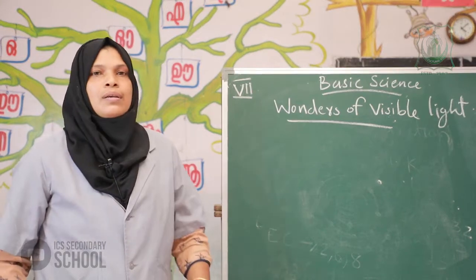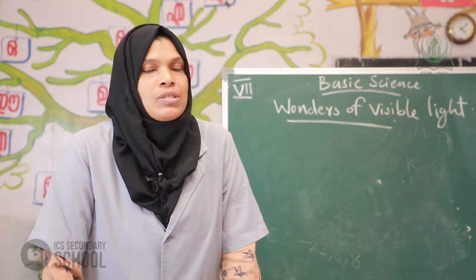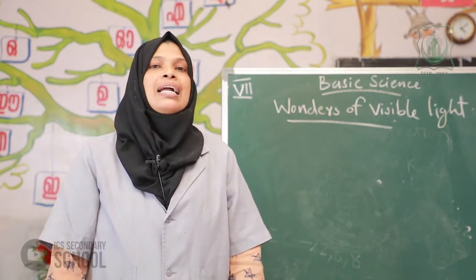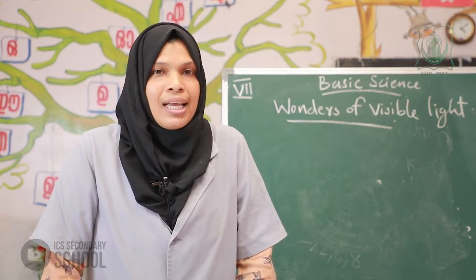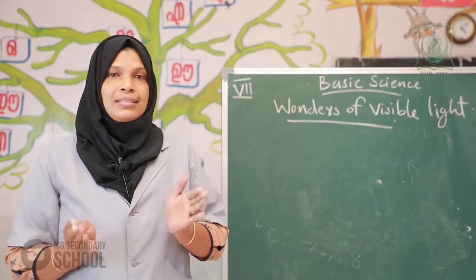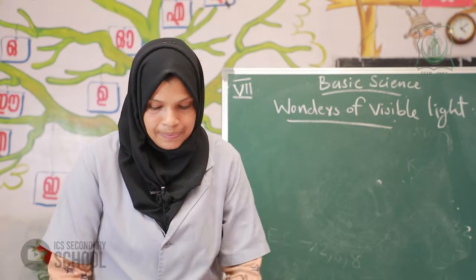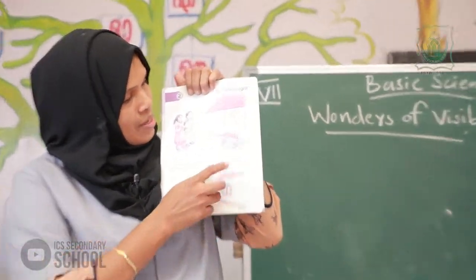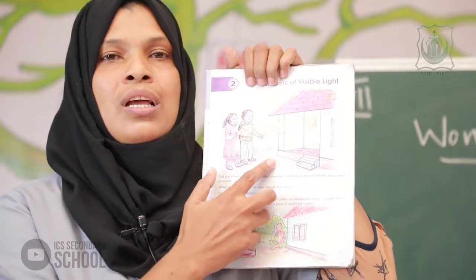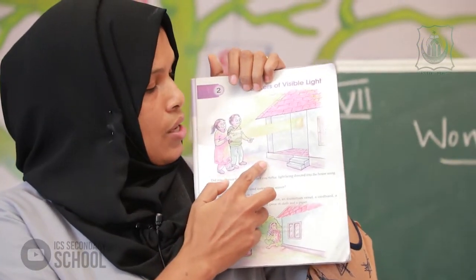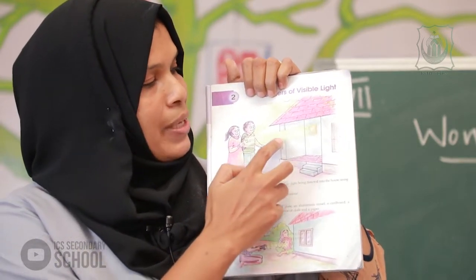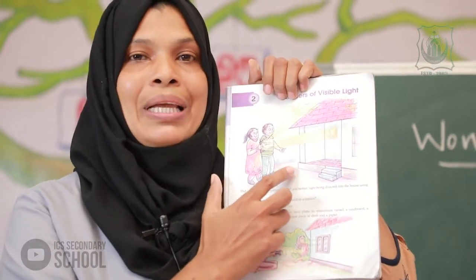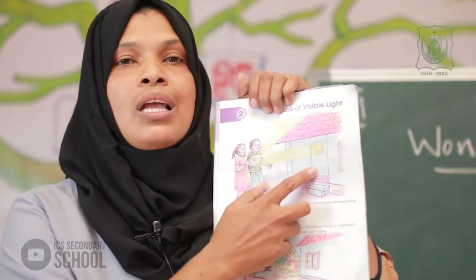In this chapter, we study about light. Do you know what light is? Light is a form of energy and it travels in a straight line. Look here. What is your observation? Light is being directed into the house using a mirror.